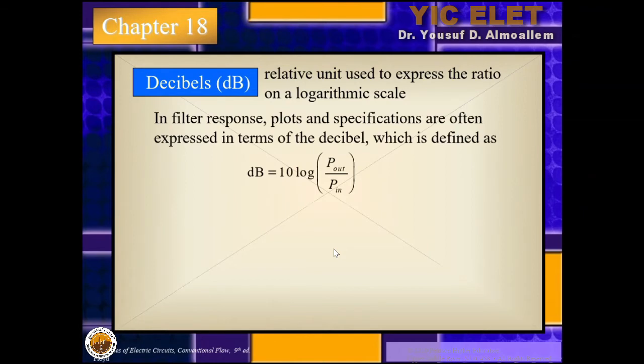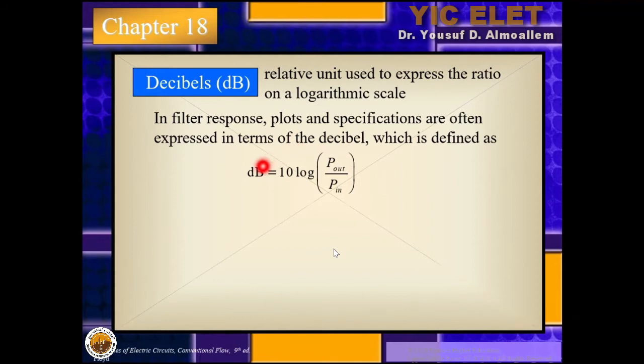Okay, decibel. What is decibel? The decibel is a relative unit. So it is a ratio used to express the ratio on a logarithmic scale. So we are moving from our normally used numbers to the logarithmic scale. In filter response, plots and specifications are often expressed in terms of decibels. So once we're talking about filters, we have to understand decibels because all the plots and specifications are often expressed in decibels.